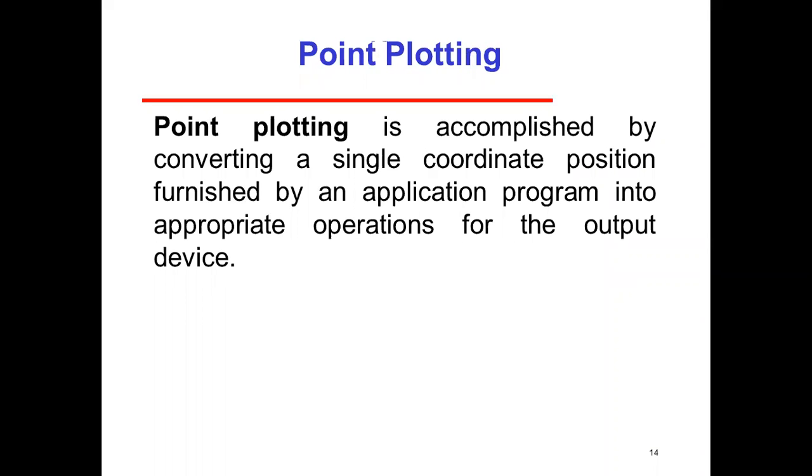Now there are several techniques which we use for point plotting. So what is point plotting? Point plotting is accomplished by converting a single coordinate position furnished by an application program. So how can we draw a point? For that there is a program. We just put a dot, and that dot is called the pixel. With the help of the pixel on the display screen, we get a point.